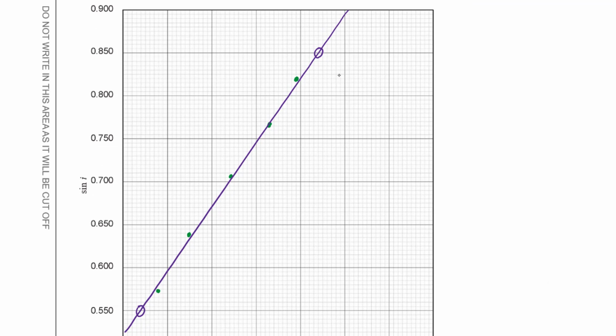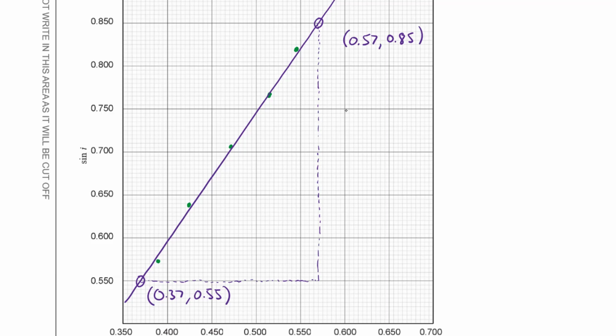So what I'm going to do first is draw a triangle just so I make it really clear to the examiner that these are the 2 points that I'm using. I'm just going to annotate these 2 points. It might not be necessary, to be honest with you, when you're writing your exam, but just to make things really clear. So now I'm just going to write my rise and run here on the graph.